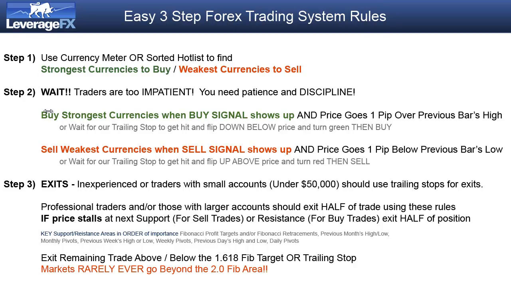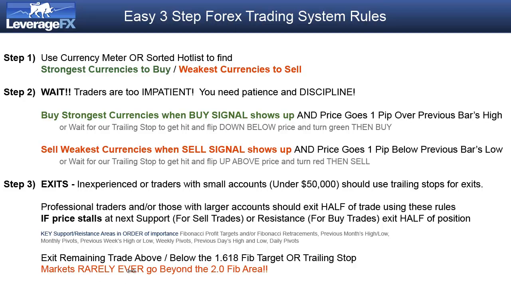So pause this, read these rules. These are key areas of support resistance in the order that I find them. And also keep in mind that markets most of the time, probably 80% of the time, do not go above or below the 1.618 fib target. As long as you draw a fib on a 30 to 50 pip swing, that holds true. If it's on a 10 or 15 pip swing, then fib targets are worthless. So watch our Fibonacci profit target videos to learn more details on that.